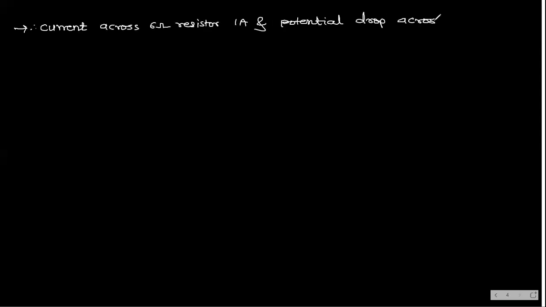So what will I write? Tell me the last sentence: current across the 6 ohm resistor will be how much? Therefore, current across the 6 ohm resistor is 1 ampere, and the potential drop across the 4 ohm resistor is 4 volt. Okay, right. Understood now clearly?